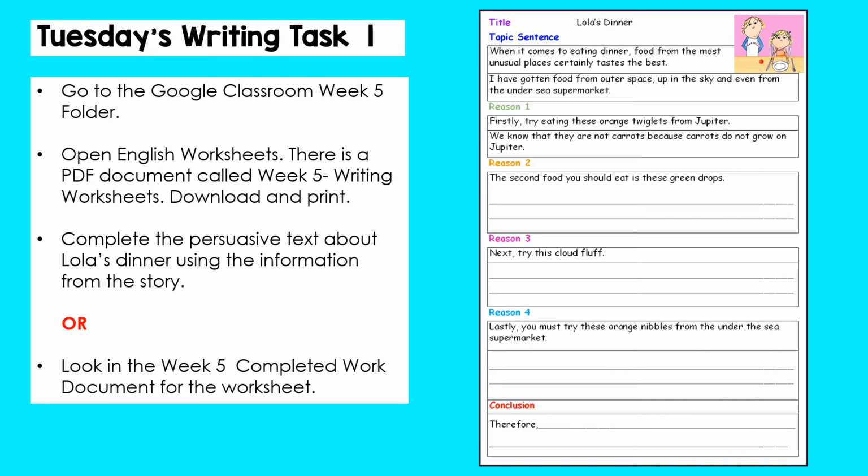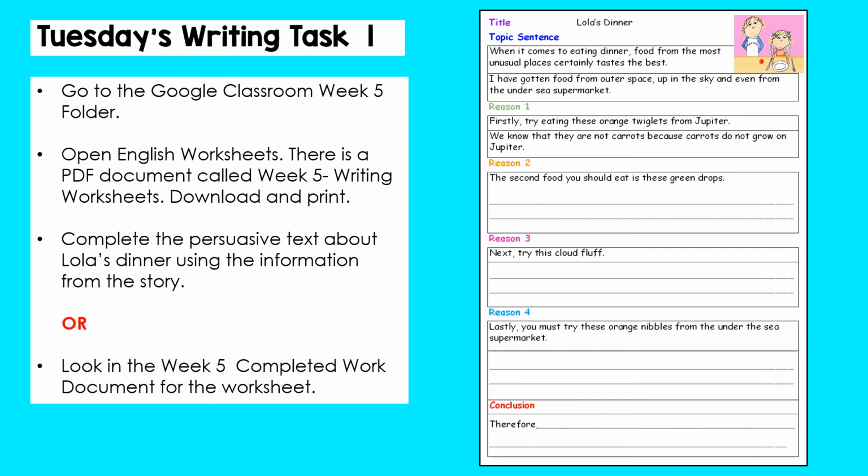For today's writing task, we are going to write a persuasive text using the correct structure that we've been learning about this week. Today's persuasive text is going to be about Lola's dinner. You can see over here I've created a worksheet. You can choose to use this worksheet and complete it with me, or you can write it on a piece of paper, or you can go into the completed work document. If you've written on a piece of paper or on this worksheet, after you finish, take a photo of it and upload it into your completed work document.